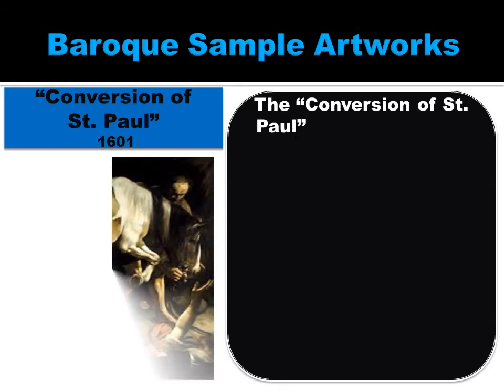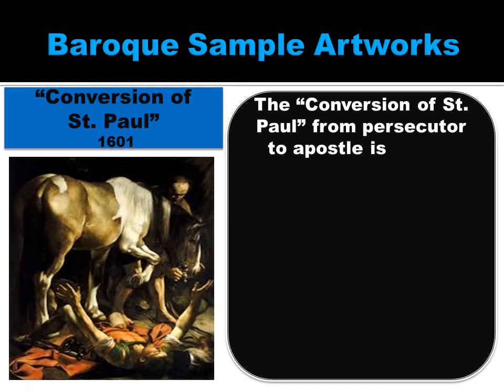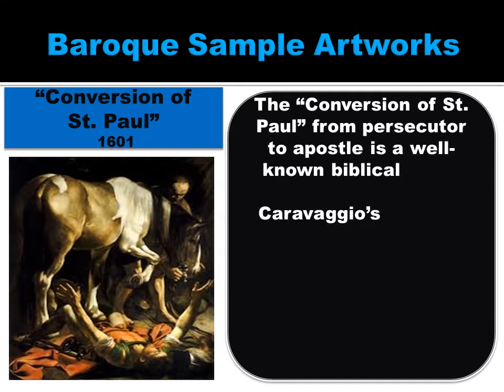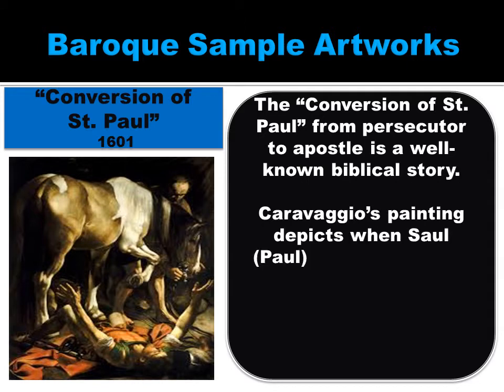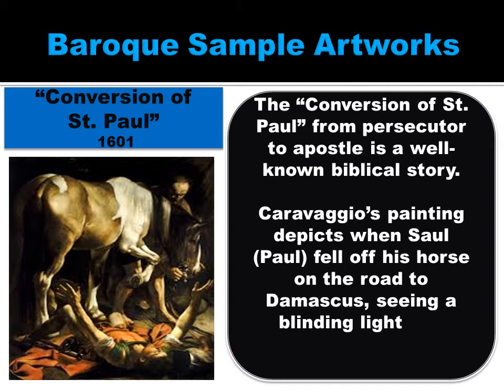Let us look at the sample artworks of the Baroque period. Let's start with the Conversion of St. Paul. The conversion of St. Paul from persecutor to apostle is a well-known biblical story. Caravaggio's painting depicts when Saul or Paul fell off his horse on the road to Damascus, seeing a blinding light and hearing the voice of Jesus.